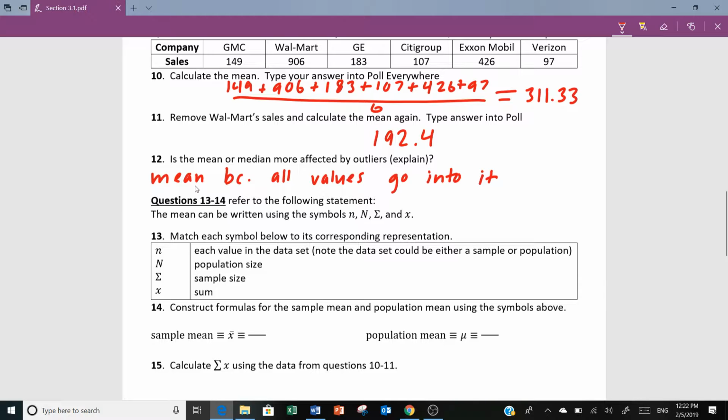What are we supposed to do? Directions. It's a matching game. In groups of 2, discuss where you want to draw the line for the little n. Is little n each value, population, sample, or sum? Okay, so I did one thing just on population. Sum is a sum, and then X is each one.